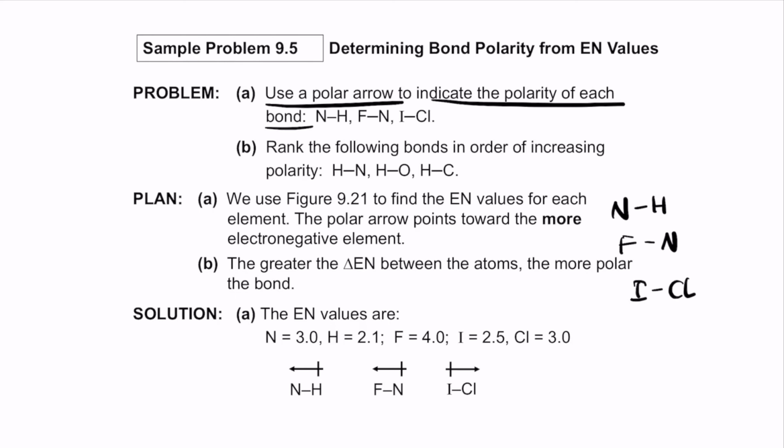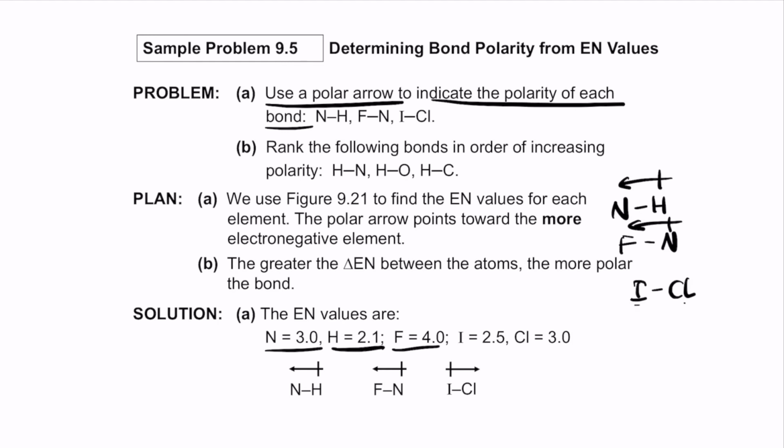So for nitrogen, we know that the electronegativity is 3.0 and hydrogen is 2.1. Whichever is more electronegative, the arrowhead will point towards that. So this is the bond direction. For nitrogen and fluorine, we know that fluorine is the one that has higher electronegativity, so it starts at nitrogen and goes towards fluorine.